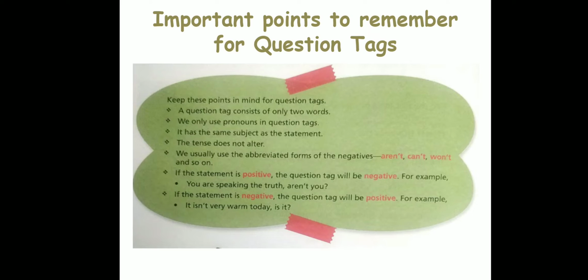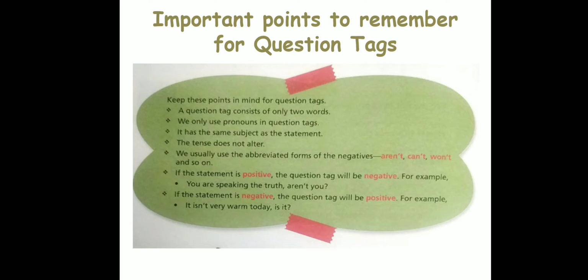Clear? Next one. We only use pronouns in question tag. Question tag, you will never ever use a noun, not a common noun, not a proper noun. You will only use a pronoun. Okay, so if my statement is Meera is a good girl, Meera is a proper noun. So the question tag will be isn't she? Okay, she. So pronoun will come. You will not repeat the noun at any condition. Next one, it has the same subject as the statement. Subject will be the same. So if it is a girl, the pronoun will be she. If it is a boy, pronoun will be he. If there is a group of people, pronoun will be they. Okay, it will agree to the subject.